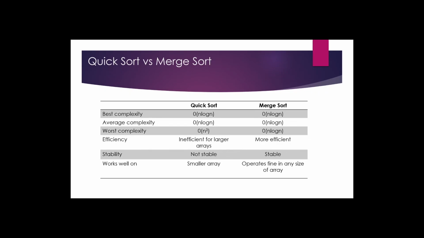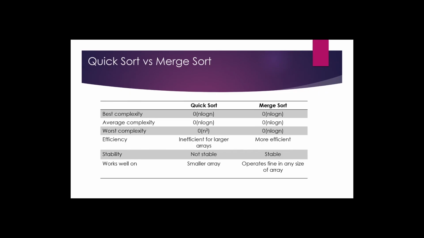Now let's compare quicksort and merge sort. For time complexity, for the best and the average case, both sorts are O(n log n), but the worst case of quicksort is O(n squared), whereas in merge sort, the worst case still has the same complexity of O(n log n).